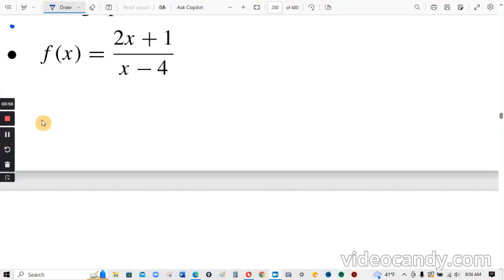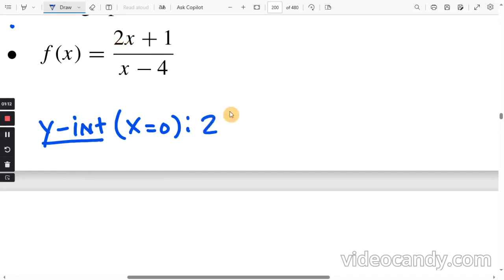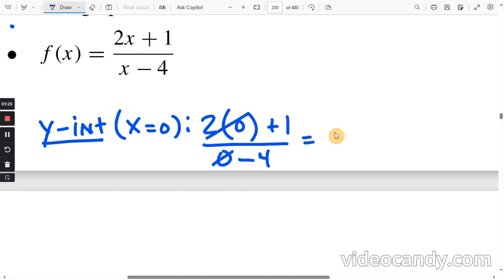So first up, we'll do the y-intercept. And recall that is when x equals 0. So just plug in 0 wherever you see an x. 2 times 0 plus 1, and 0 minus 4 in the denominator. Anything times 0 is just 0. Here's a 0. And 1 divided by negative 4 is negative 1/4.